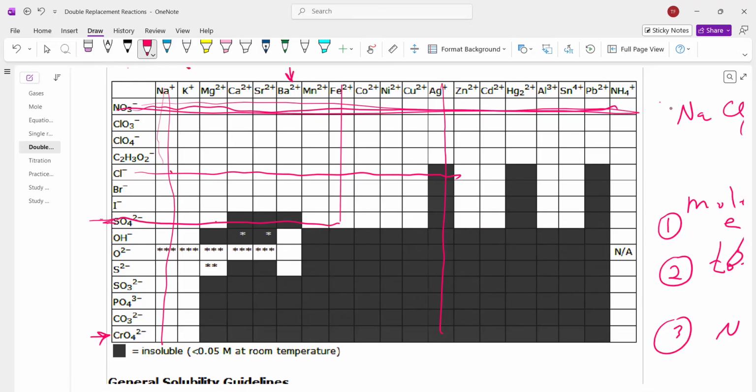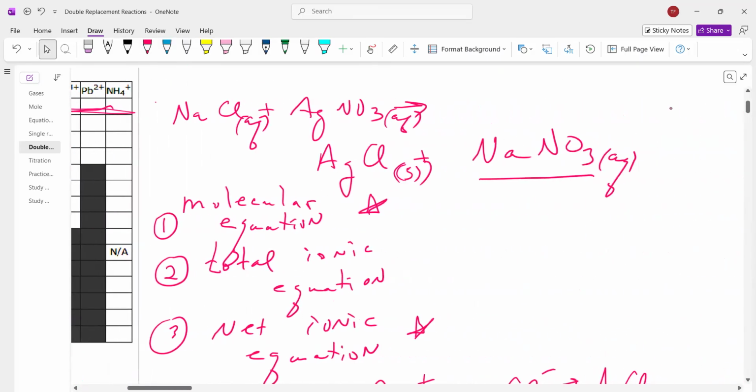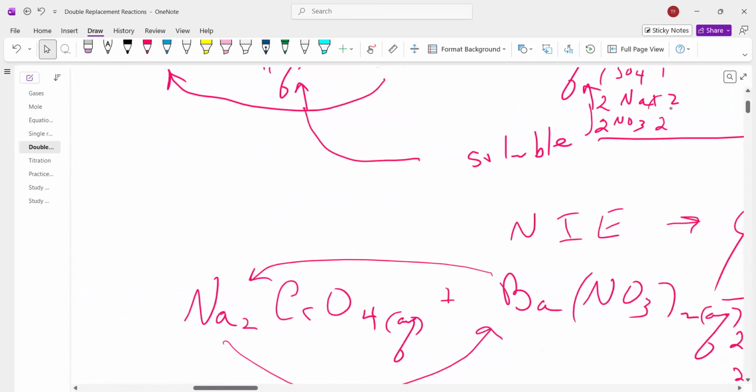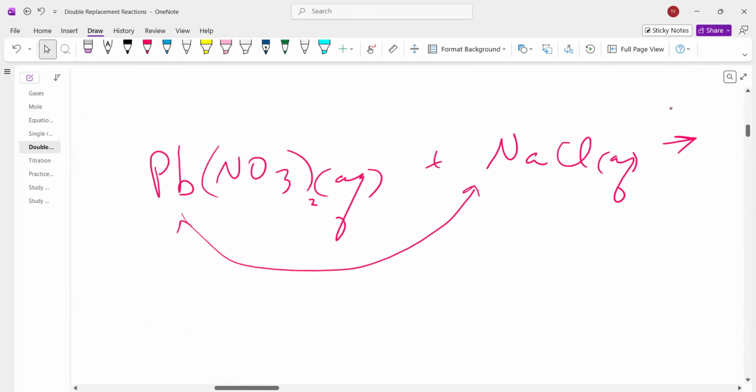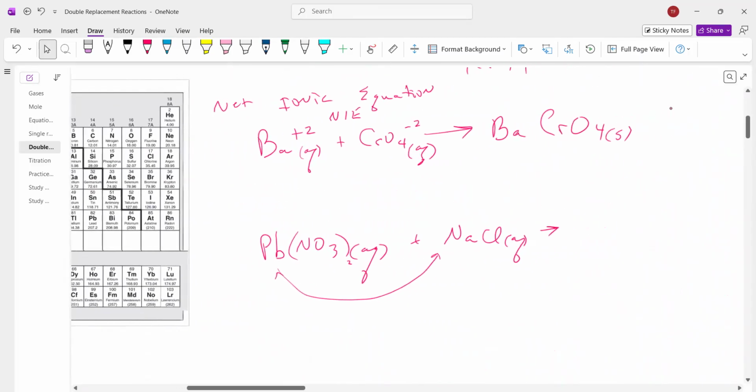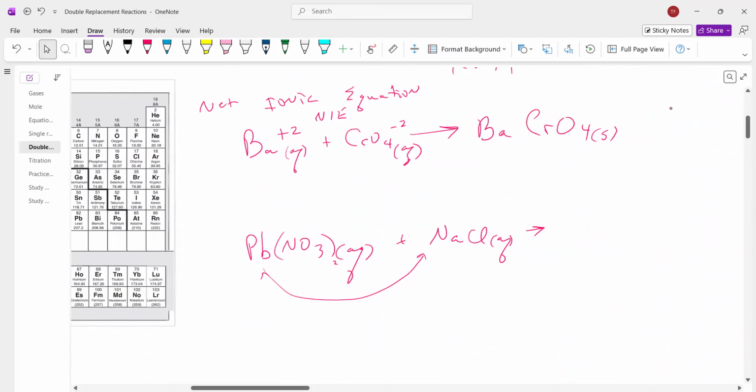Oh, and bring back your lab packet. What are we supposed to do? Are we supposed to balance it and figure out if it's a solid or aqueous, and then if it's a solid, do the net ionic? Yeah, the rules are fine, because I used the rules to make the table.